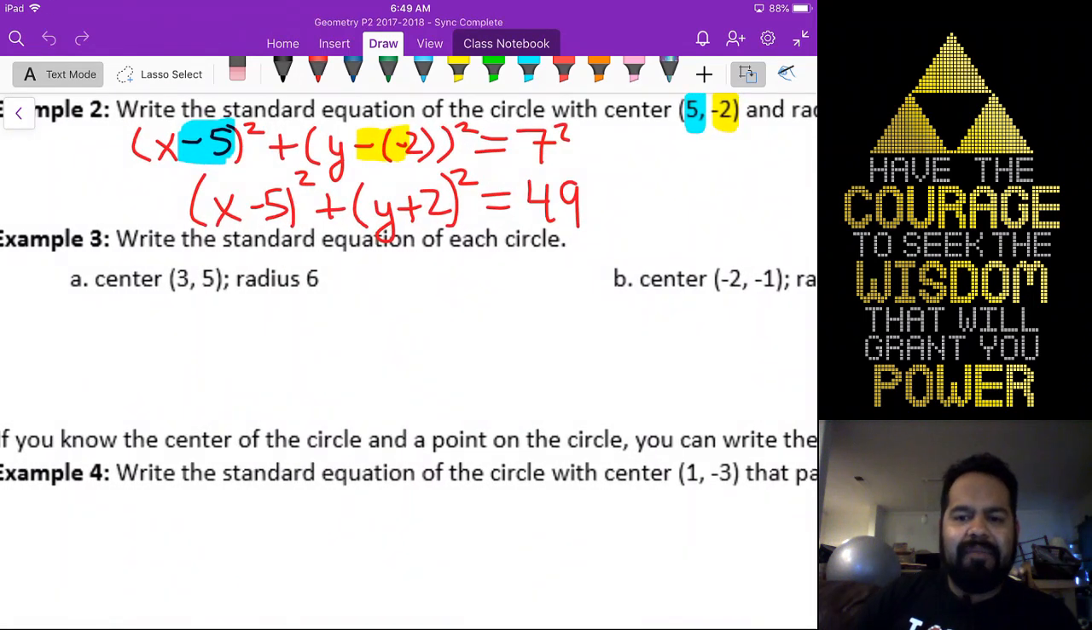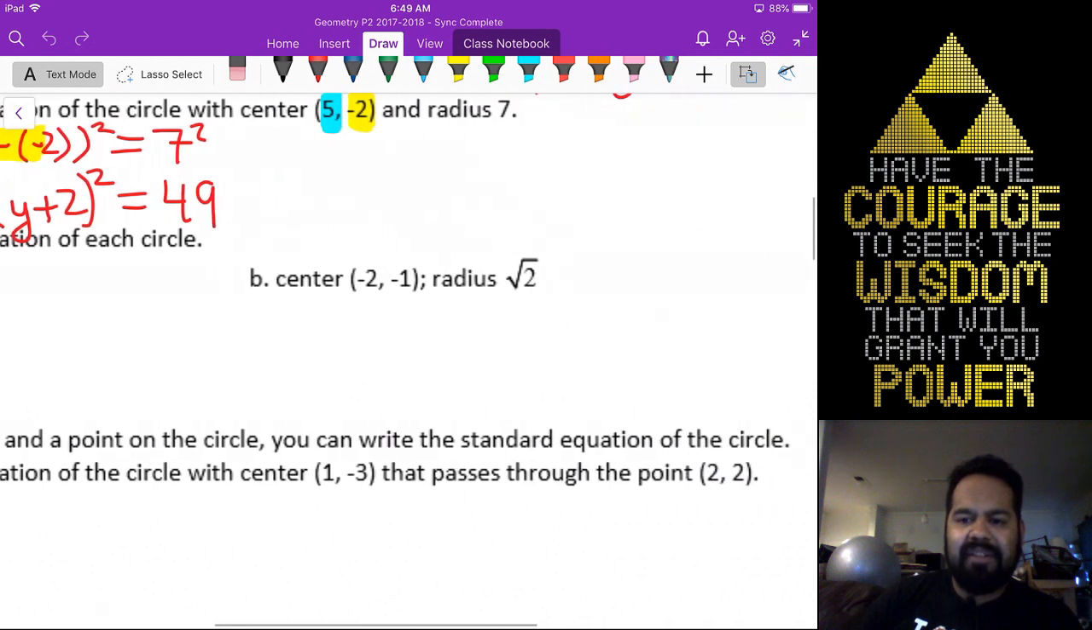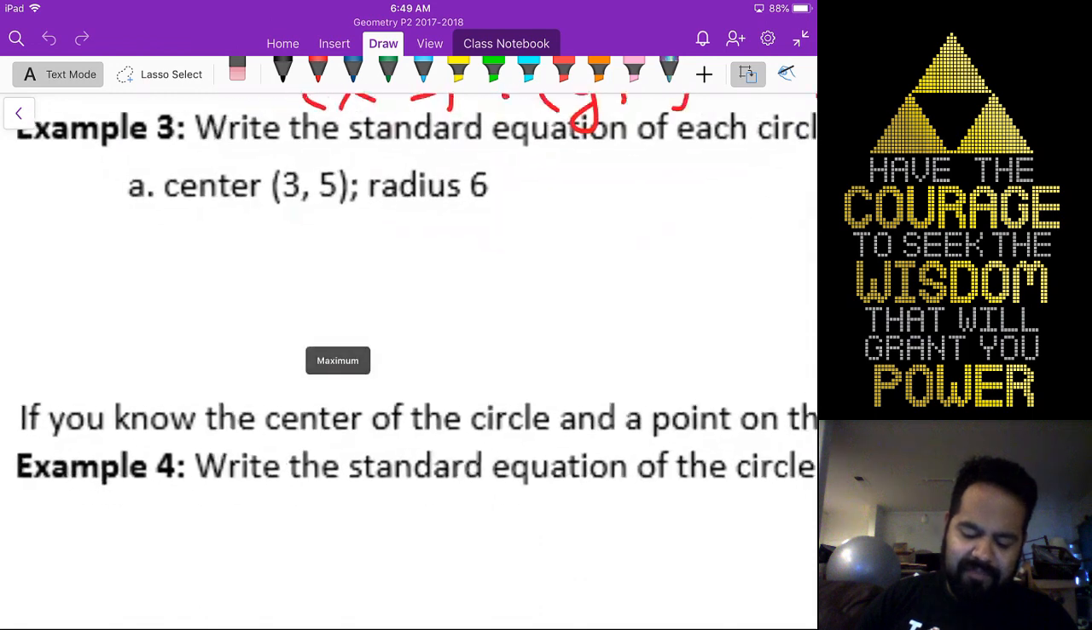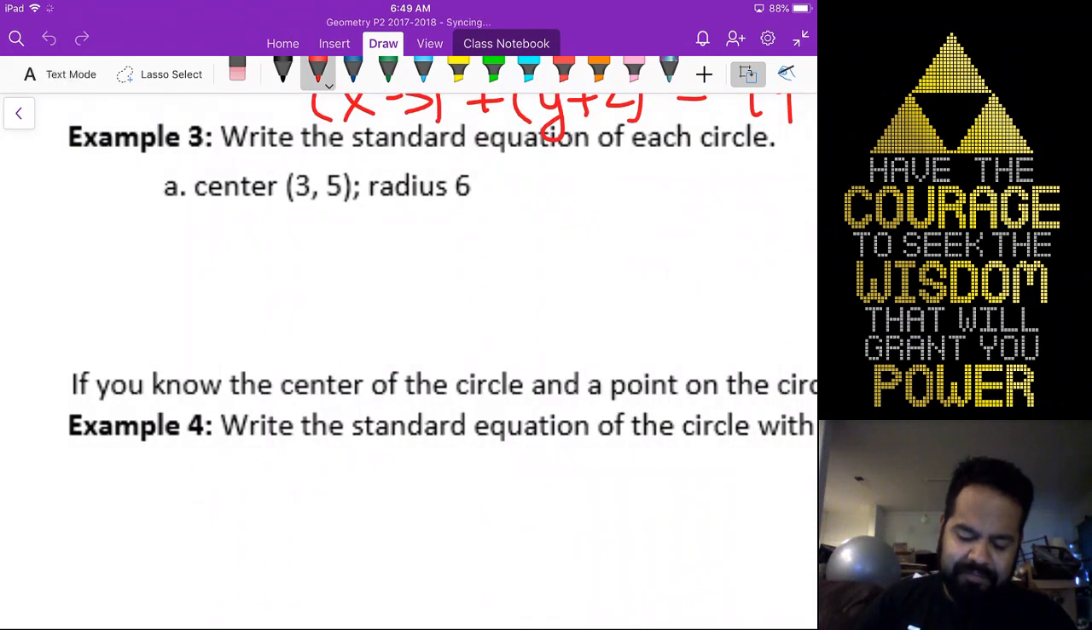All right. Writing the standard equation. This is for you guys to practice. Go ahead and give it a try. Pause the video. Okay, unpause it. And now let's go ahead and move on. Make sure you get these right.